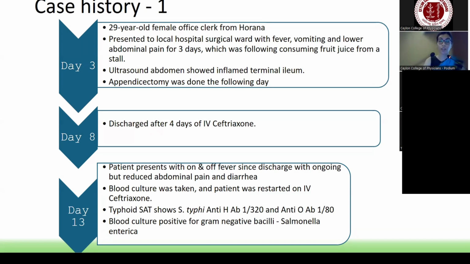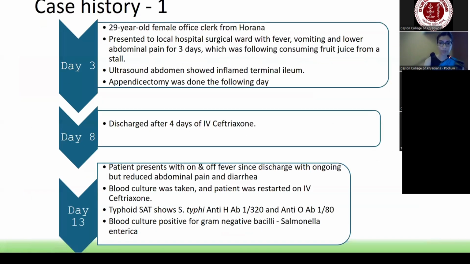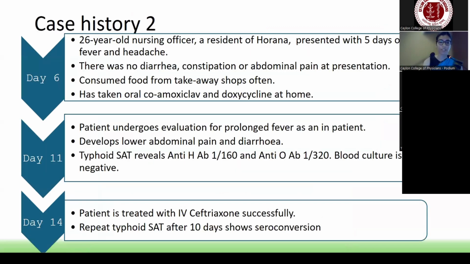She presented to us on day 13 with on and off fever since discharge with ongoing but reduced abdominal pain and diarrhea. The blood culture was taken and she was restarted on IV ceftriaxone. The typhoid SAT showed Salmonella typhi anti-H antibody 1 in 320. Salmonella anti-O antibody 1 in 320. And the blood culture is positive for Salmonella typhi. Case history number 2.